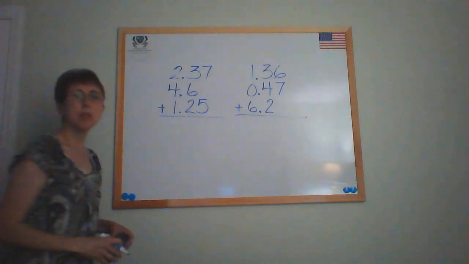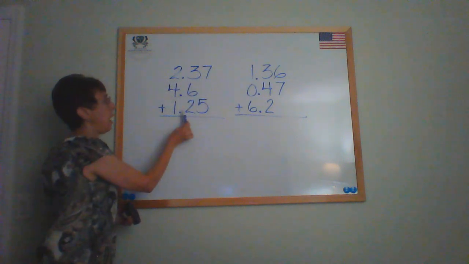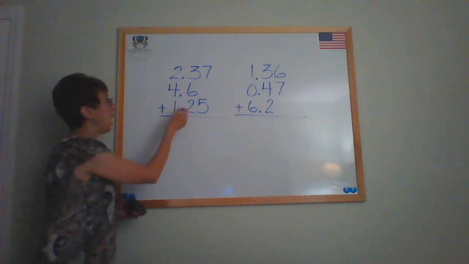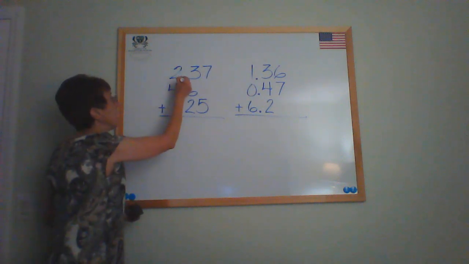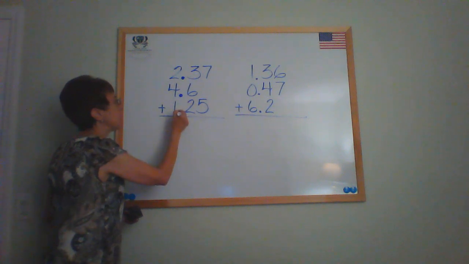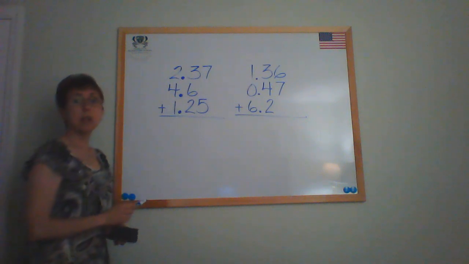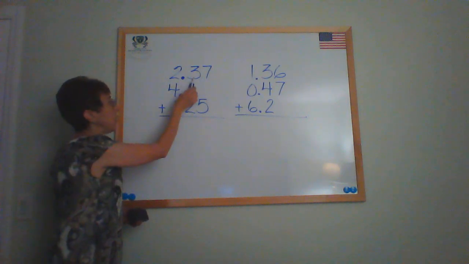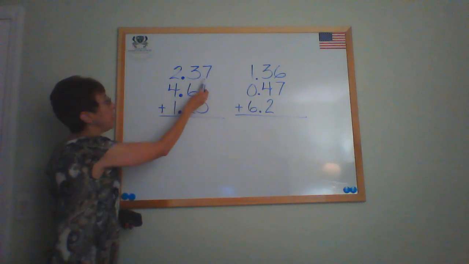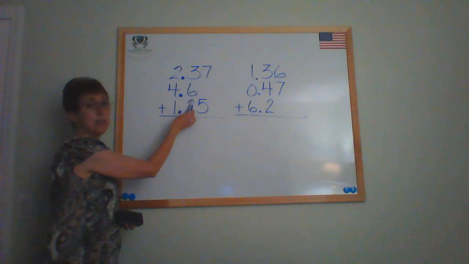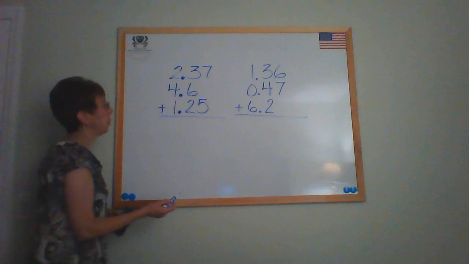Okay, let's look at both of these problems. Now notice that some numbers have 3 digits in them, some only have 2. The way to make sure you're going to get the correct answer is that you line up by the decimal points. If you keep those decimal points lined up, then you will end up with the correct answer, keeping all digits in the correct place. So here, again, 2 and 37 hundredths, this is 4 and 6 tenths. But again, as long as you're lining up by the decimal point, your addition will work out.